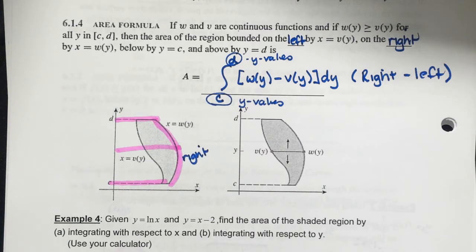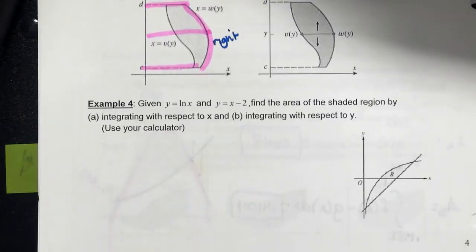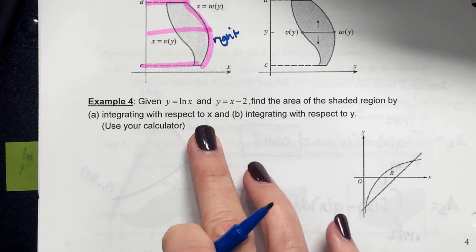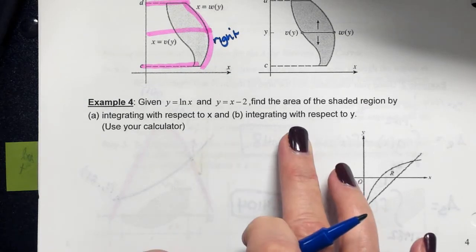Again, when you're doing right minus left, you just have to rewrite the equations in the form of x equals. So you may have some algebra to do to solve each of those equations for x. For example, let's take a look at y equals the natural log of x and y equals x minus 2. Find the area of the shaded region by integrating with respect to x and integrating with respect to y.